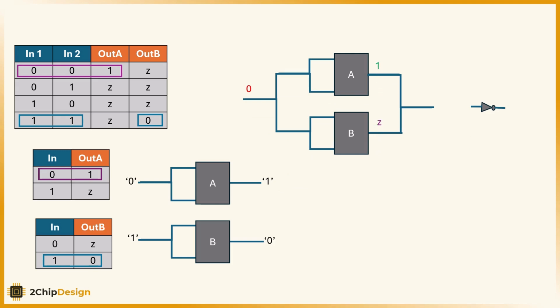If we input 0, the output from component A is 1, and since component B outputs Z, high impedance, the final output is 1, the exact opposite from the input. Similarly, when we input 1, the output from component B is 0, and component A is in high impedance, Z state. So the final output is 0, which is the exact opposite from the input.